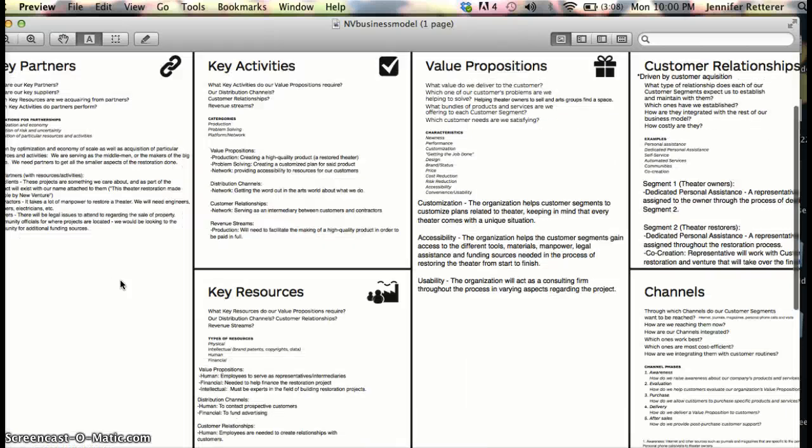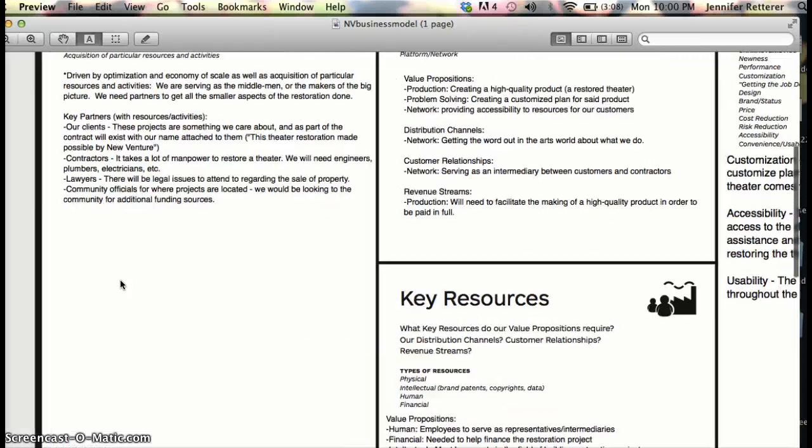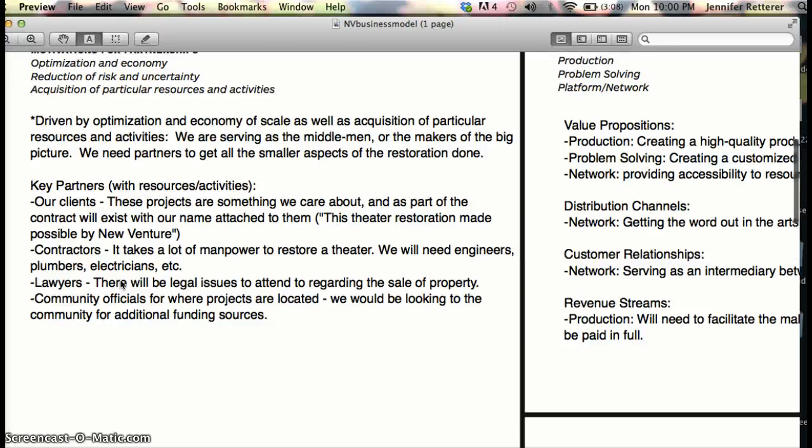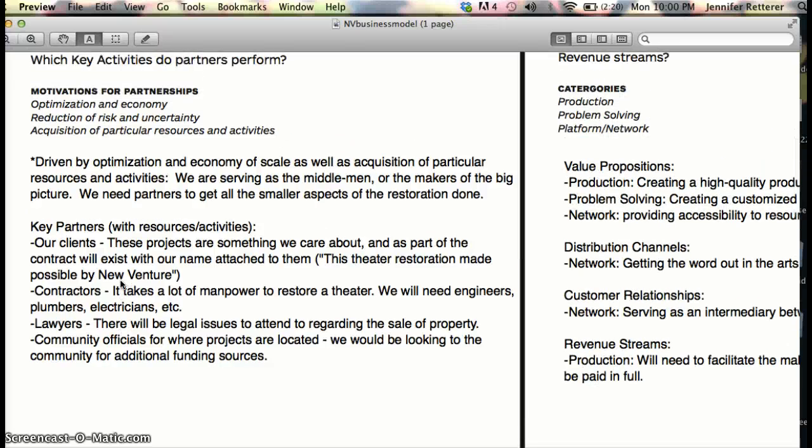Key partners. So thinking on who our key partners would be here. I said we would be driven by optimization and economy of scale, as well as acquisition of particular resources and activities. Since we're sort of serving as the middleman, or I said the makers of the big picture, we need partners to get all the smaller aspects of the restoration done.